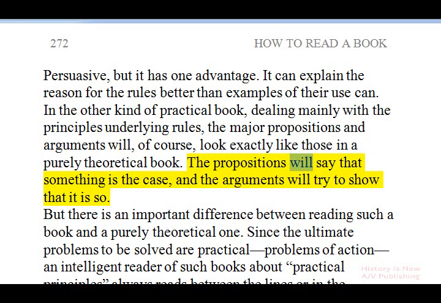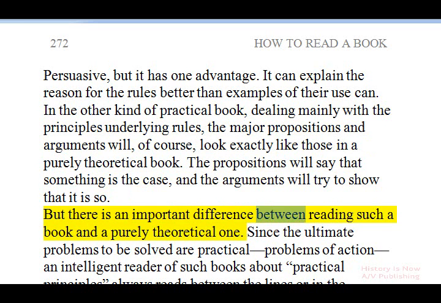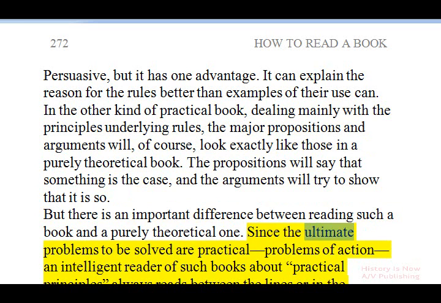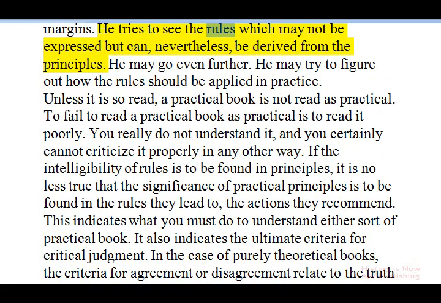The propositions will say that something is the case, and the arguments will try to show that it is so. But there is an important difference between reading such a book and a purely theoretical one. Since the ultimate problems to be solved are practical problems of action, an intelligent reader of such books about practical principles always reads between the lines or in the margins. He tries to see the rules which may not be expressed but can, nevertheless, be derived from the principles.